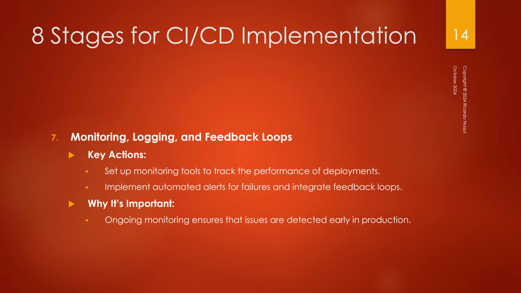Seventh, monitoring, logging, and feedback loops. The actions include set up monitoring tools to track the performance of deployments and identify issues post-deployment. For example, IBM OMEGAMON or Splunk. Implement automated alerts for failures and integrate feedback loops to continuously improve the CI/CD pipeline. Why is it important? Ongoing monitoring ensures that issues are detected early in production, and feedback loops provide data to improve future deployment cycles.